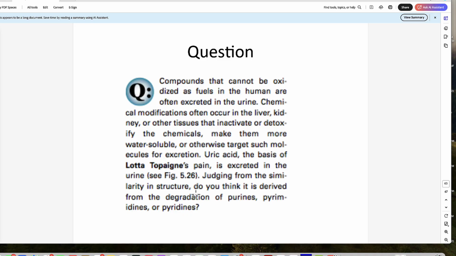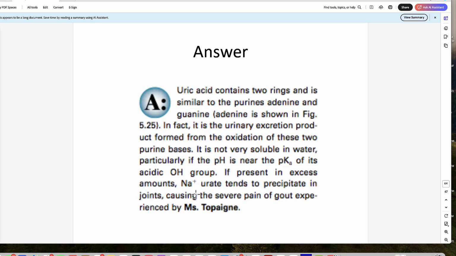If this is present in excess amounts, the sodium urate tends to precipitate in the joints, causing the severe pain of gout experienced by Ms. Topane. And so this is what you're experiencing. Okay, that's the response that you want to look for. So think about how uric acid can accumulate.